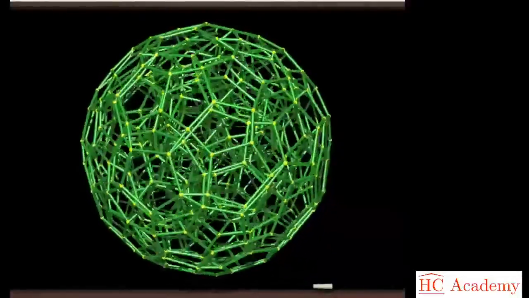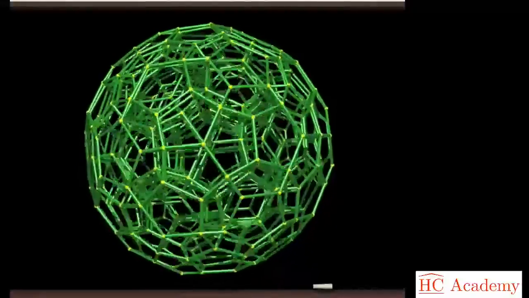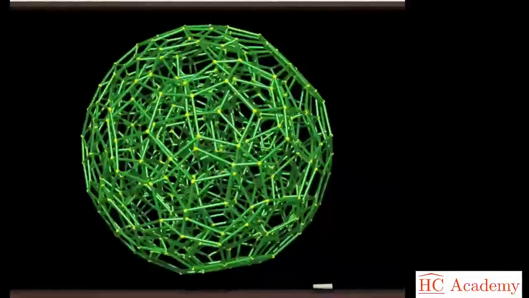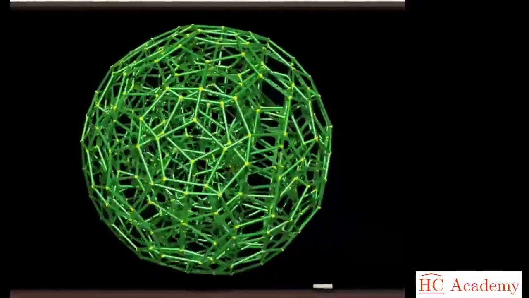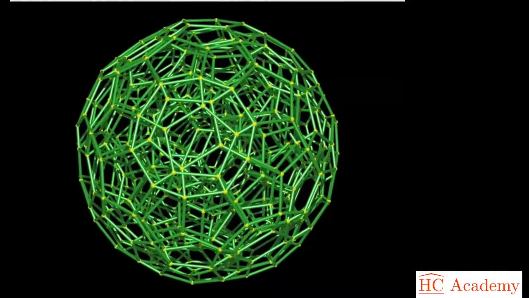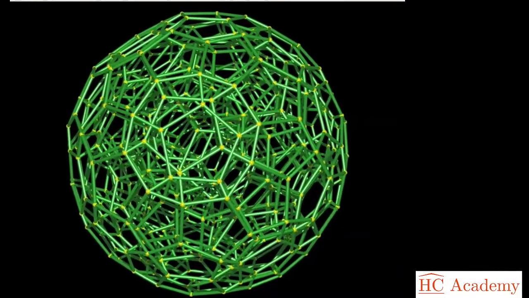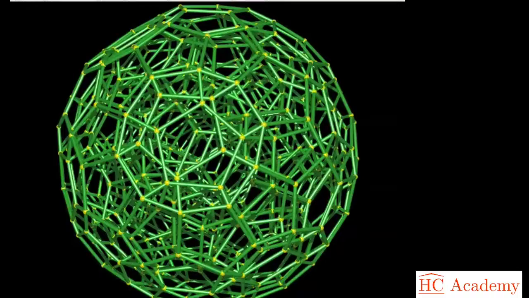These 5 solids have always fascinated geometers. The Greek philosophers attributed a magical importance to them, associating to each of them one of the fundamental elements from which the world is made.